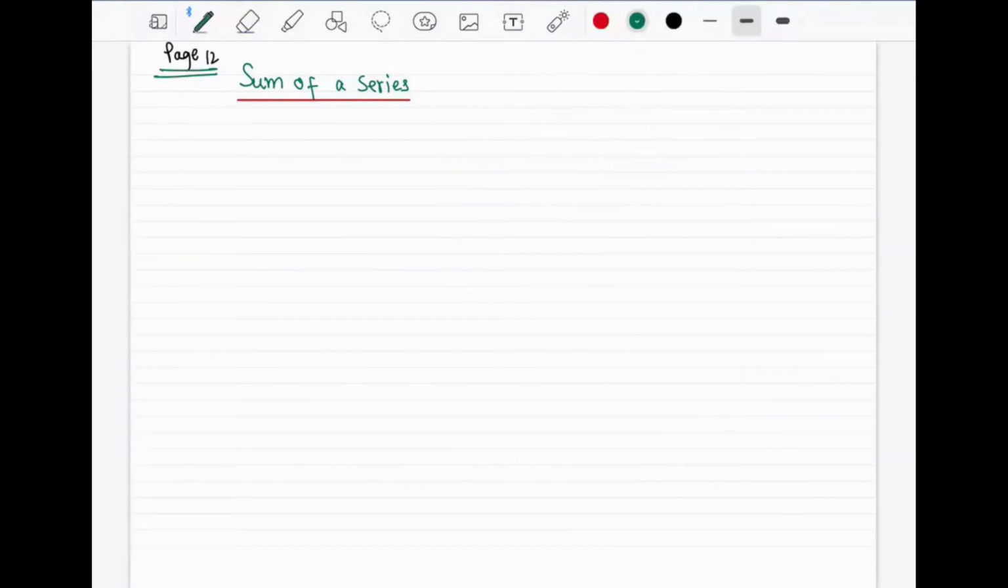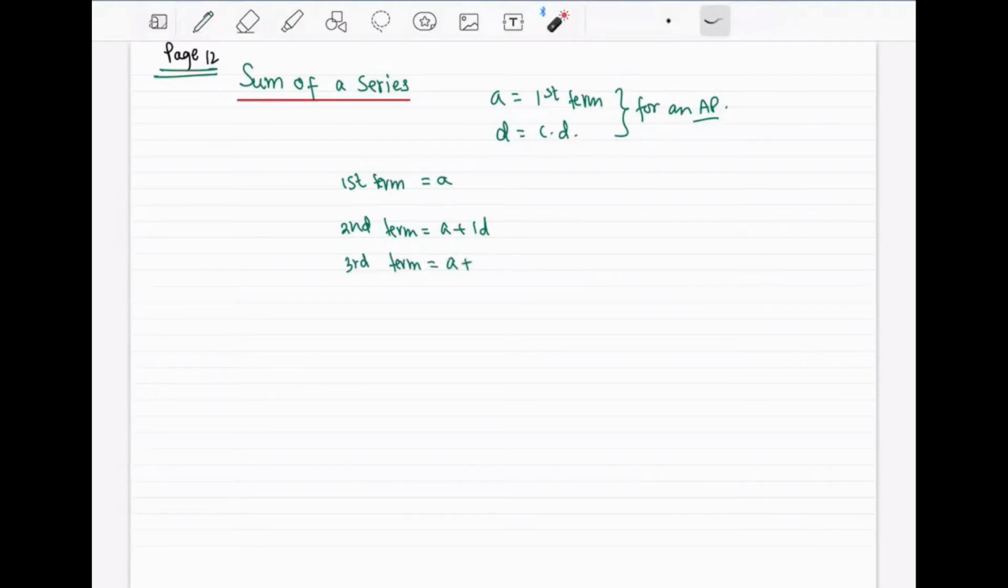Let's say I have a as the first term and d as the common difference for an arithmetic progression. What's the first term here? First term is a. Let's write the second term, using the formula a plus (n minus 1)d. So the second term is a plus 1d. What about the third term? I have to increase the d by 1, so instead of 1d, we will have 2d here, right? Fourth term, a plus 3d. If I continue this further, the nth term looks like this.